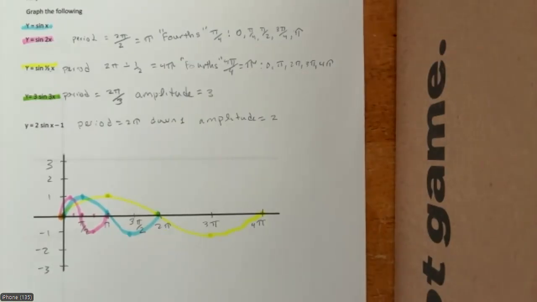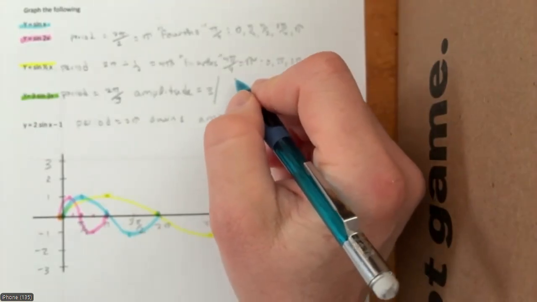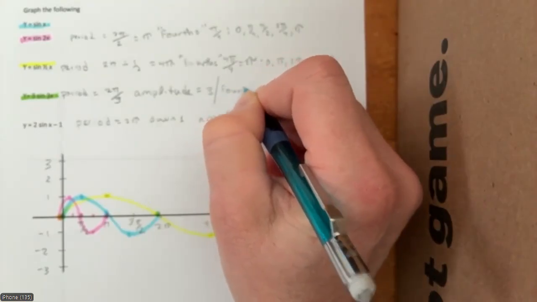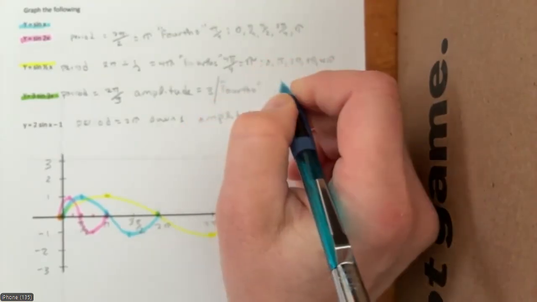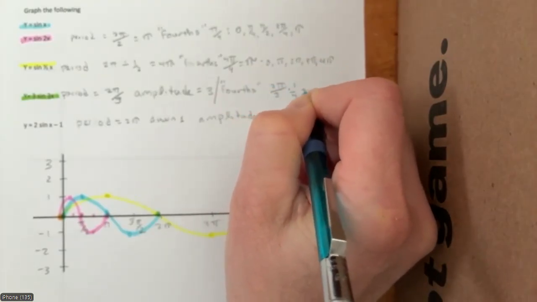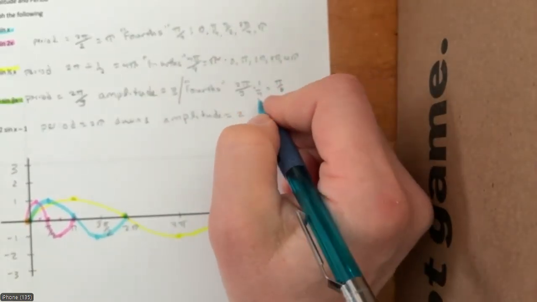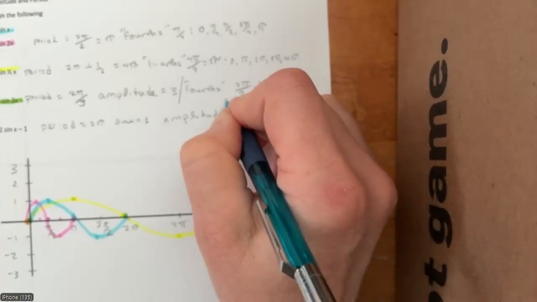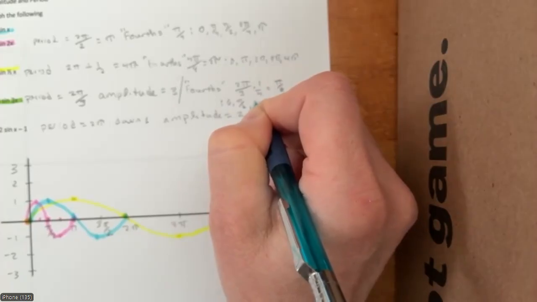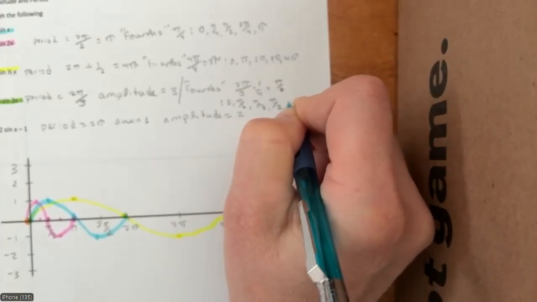So let's figure out the fourths. We'll deal with the amplitude later. So the period we know is 2 pi over 3. So the fourths are 2 pi over 3 divided by 4. So that would be pi over 6 if you simplify it. And if I list the fourths, they would be 0, pi over 6, 2 pi over 6, 3 pi over 6, 4 pi over 6.